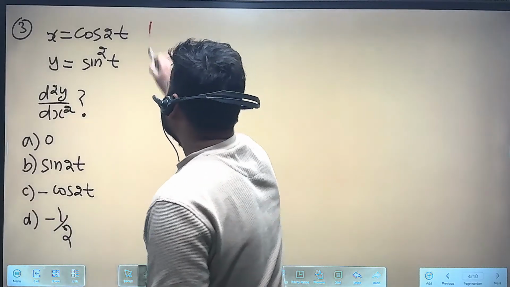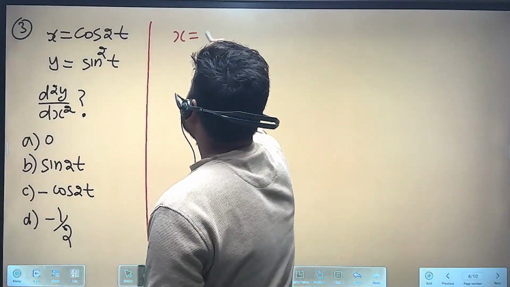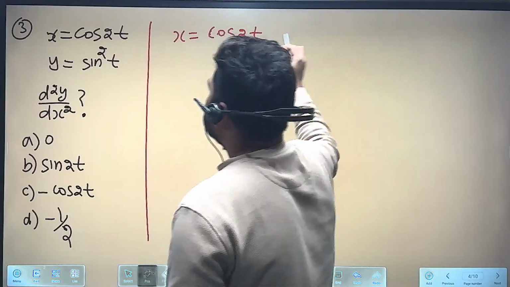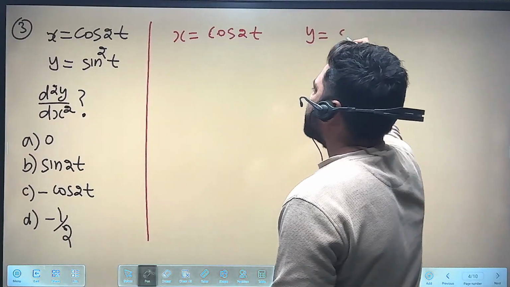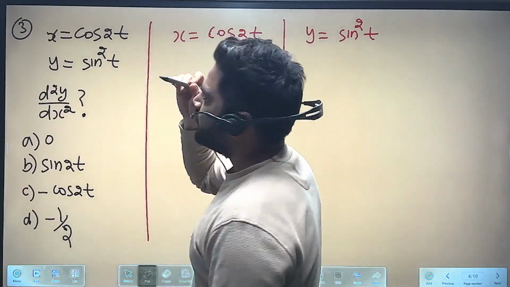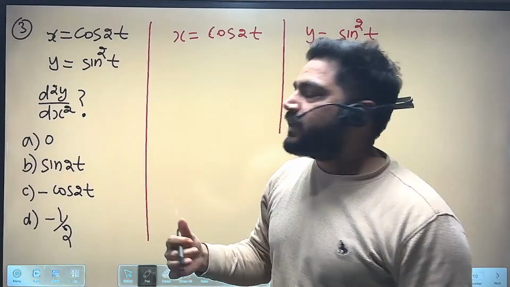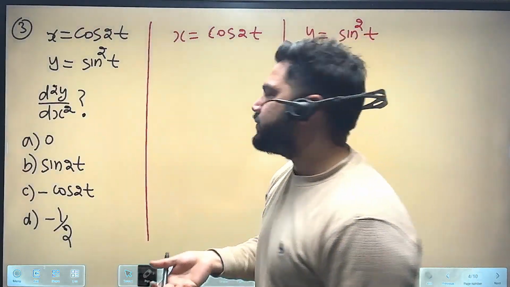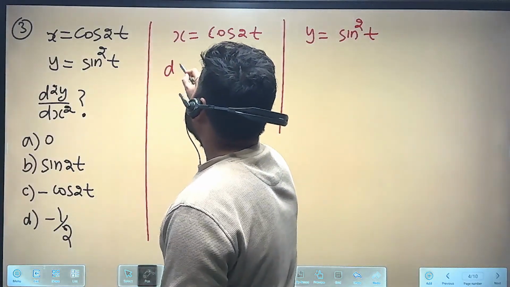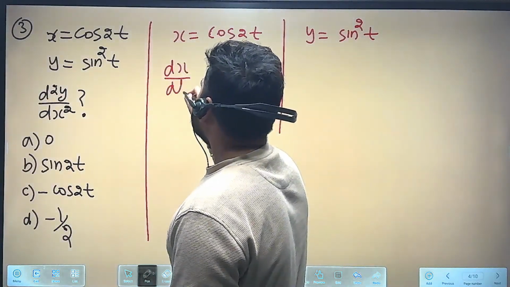Yes, x is given as cos 2t, and y is given as sine square t. Again we have to find the double derivative. So first of all, to find the double derivative, we will find the single derivative first. How to find the single derivative? The parameter is t here, so it will be dx by dt.